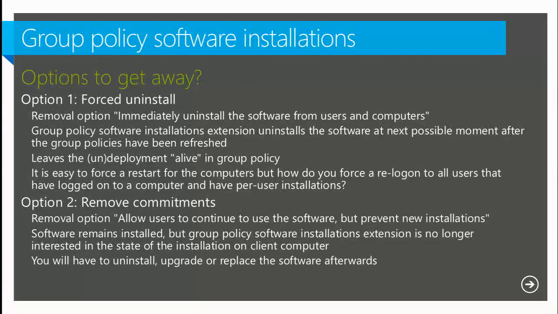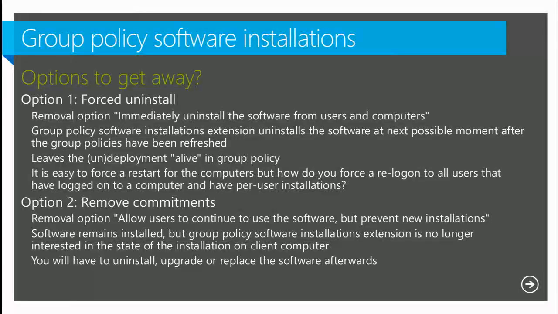Then a few options how to get away from the group policy-based software installations. Option 1 would be to use forced uninstall. Just select immediately uninstall the software from users and computers when you're removing the MSI package from the group policy object. But we don't have any scheduling options, so this might be a bit of a rough way to do it. And this also leaves the deployment or the undeployment in kind of a live state in group policy.